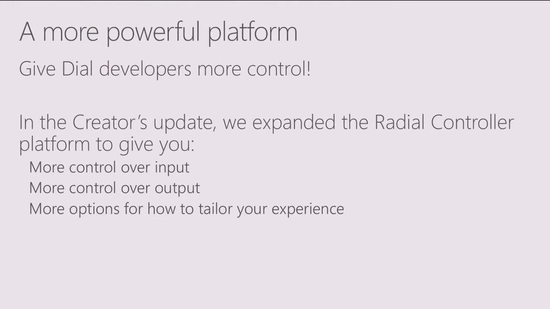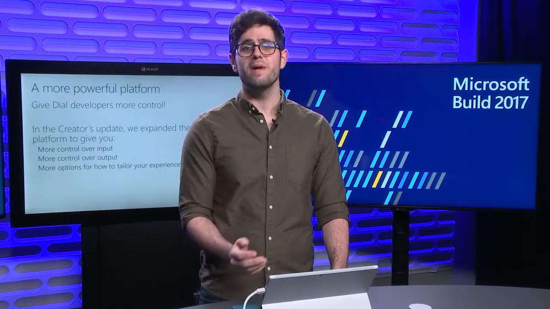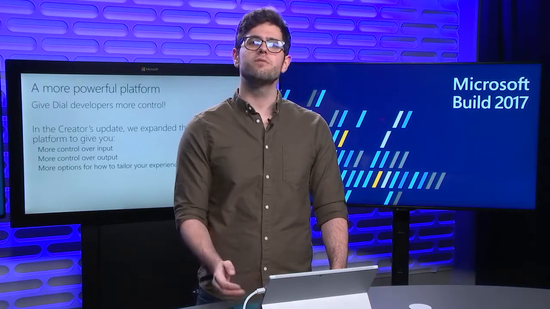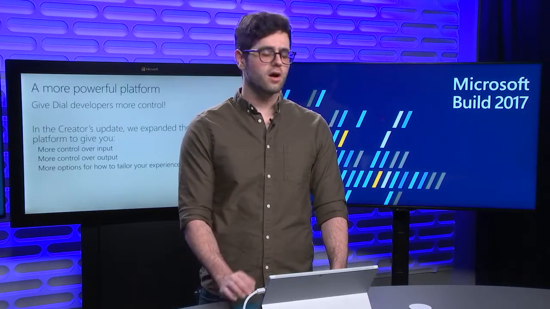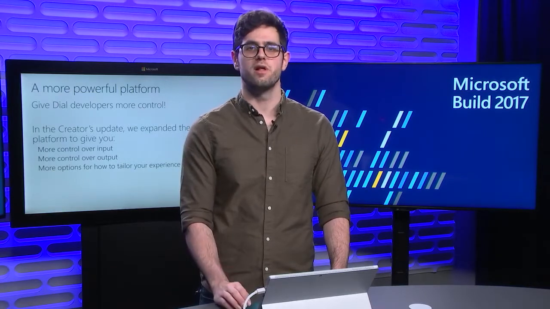So what we wanted to do was give the developers who work with Dial more control over the input that they receive from the dial and how they receive it, more control over the output that's shown when the user interacts with the dial, whether that's the haptic motor inside of the hardware or the menu that pops up when I press and hold on the dial. And then finally, we wanted to give more options for how to tailor the experience to your application's needs. I'll go into each of these new things that we added, show a little bit of demo code, and we'll do some demos along the way.